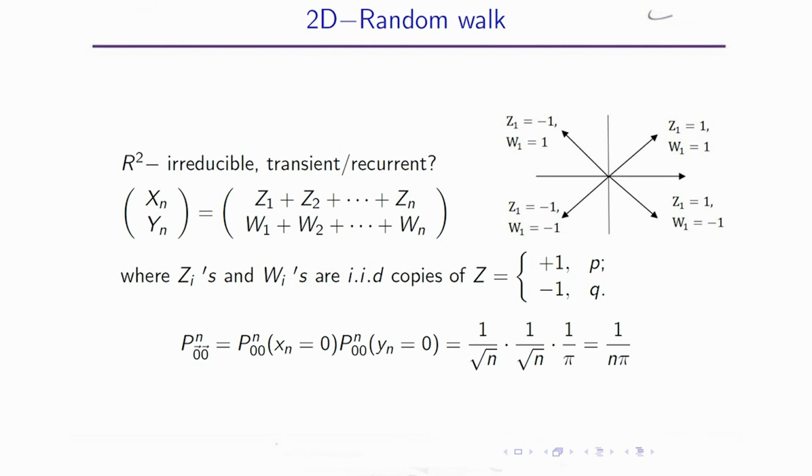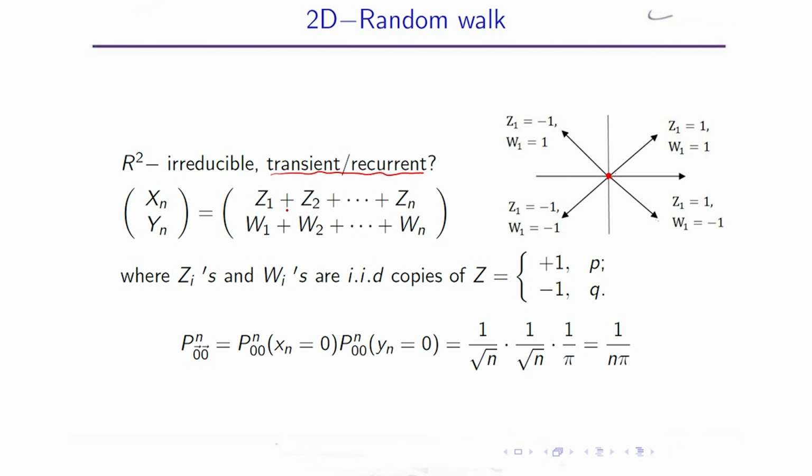2D random walk. So now we have 2D, so we have Xn and Yn. So also in R squared, meaning 2D, this is still an irreducible Markov chain, right? So we want to check if this is transient or recurrent. We just need to check the state of 0. For every move, you could go from 0 in this direction, which means Z1, W1 is equal to 1, 1. Or you can move to here, that is 1, -1, or -1, 1, or -1, -1. So we have 4 possible directions.